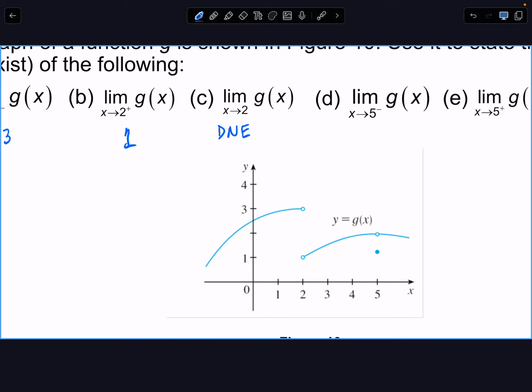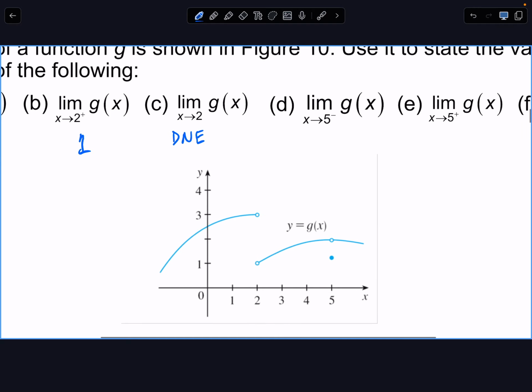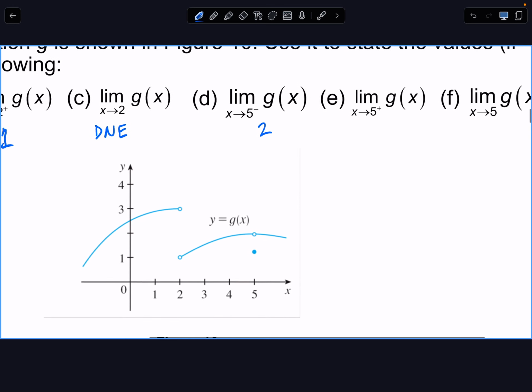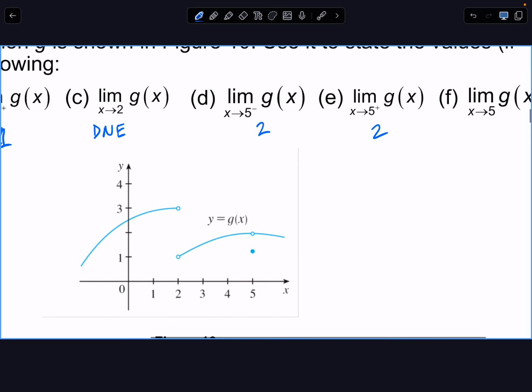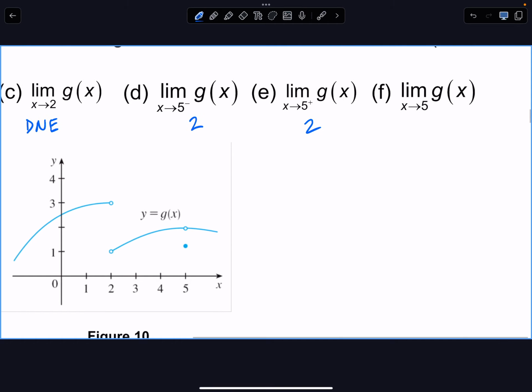Okay, what about this? The limit as x approaches 5 from the left? 2. Yes, it is 2. And what about as x approaches 5 from the right? 2. It's also 2. It's okay if there's a little hole there. And finally, what is the limit at 5? 1.